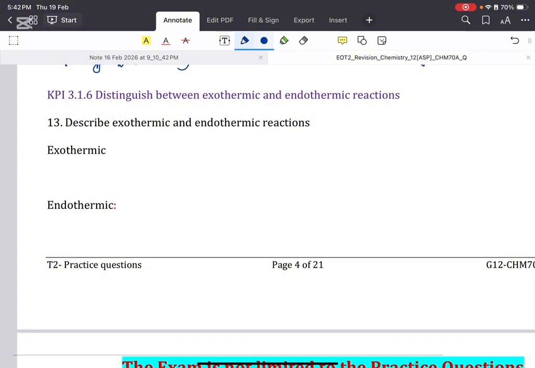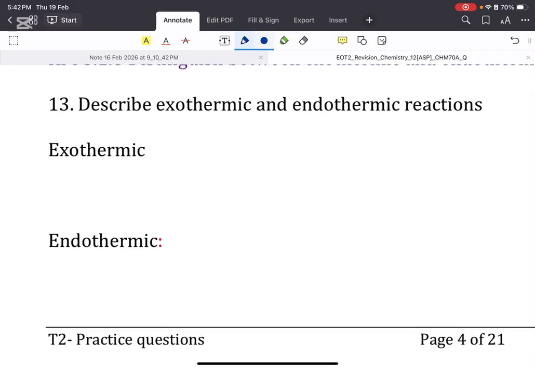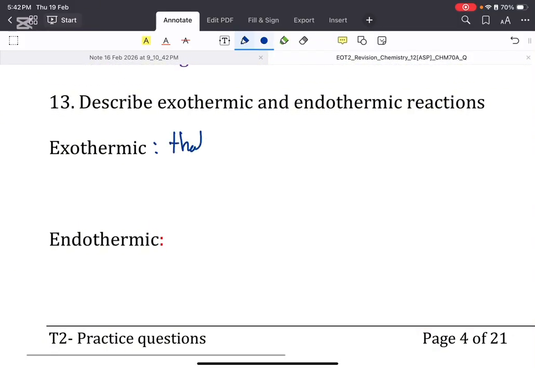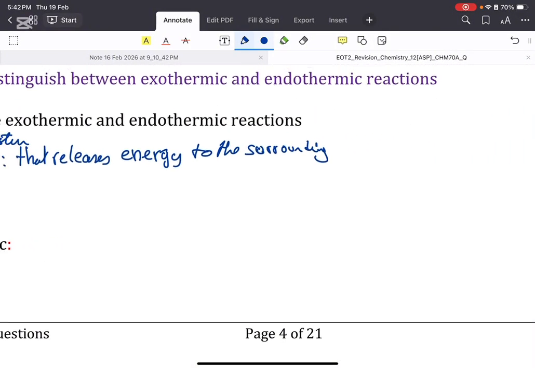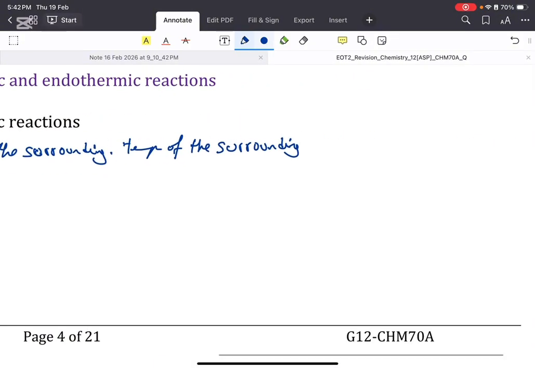Next, describe exothermic and endothermic reactions. An exothermic reaction is a reaction that releases energy, and the system releases energy to the surrounding. An exothermic reaction means when you touch it, the reaction feels hot. So the temperature of the surrounding will increase.